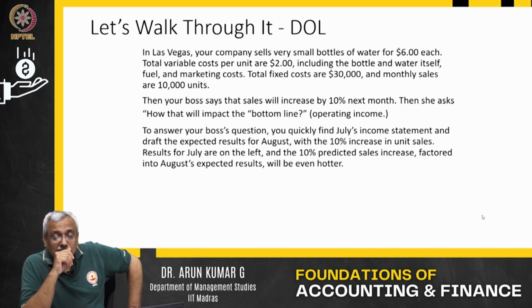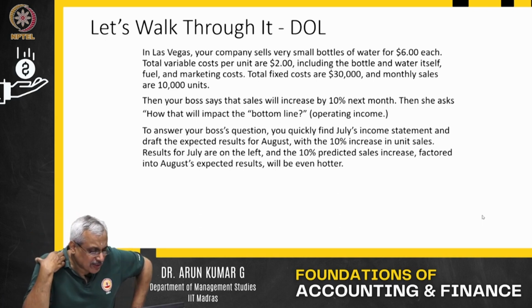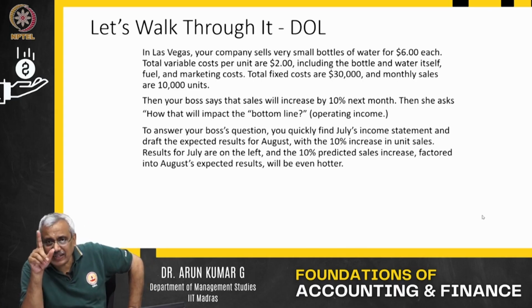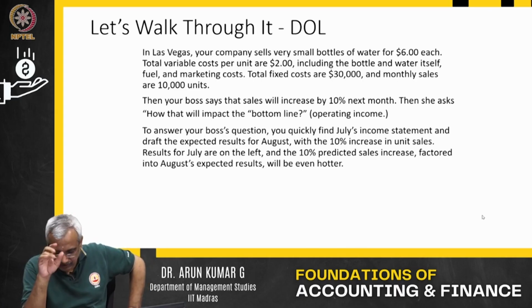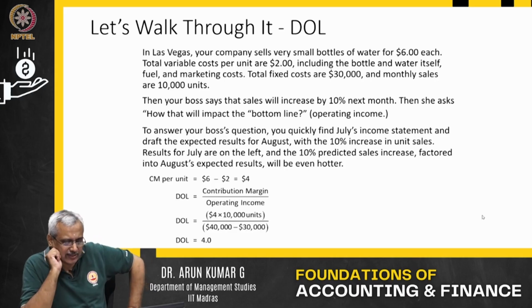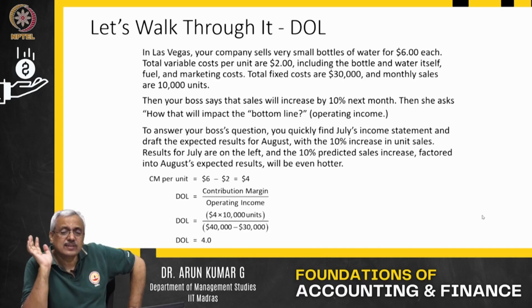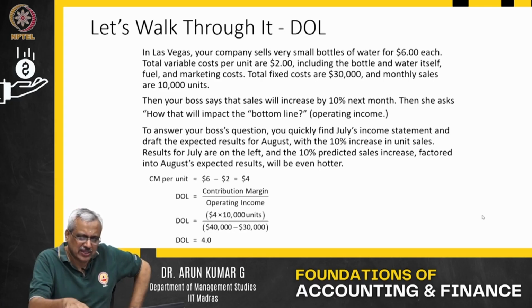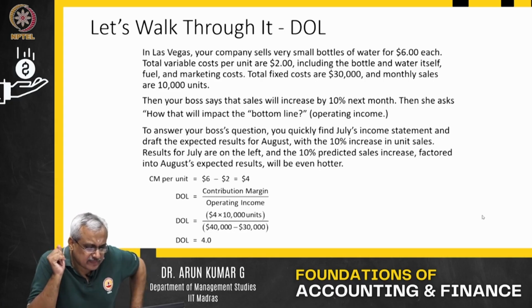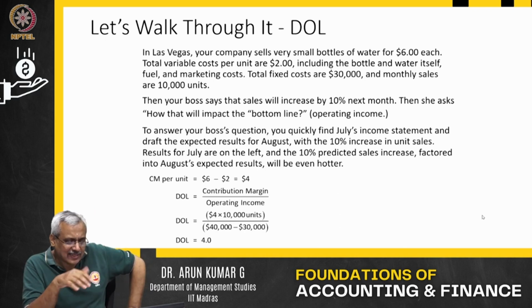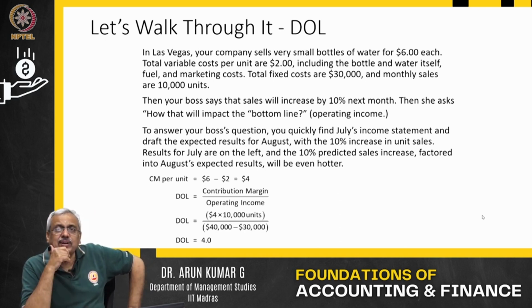Now, what will you do? One way of doing it is, I am selling 10,000 units, now I will make it 11,000 units, then I will recalculate all the cost. Yes, that can be done, but instead I can just use what is called the operating leverage. Currently, what is my contribution? $4. What is my operating income currently? The total fixed cost is 30,000. What is my sale value? 10,000 into $6, 60,000.